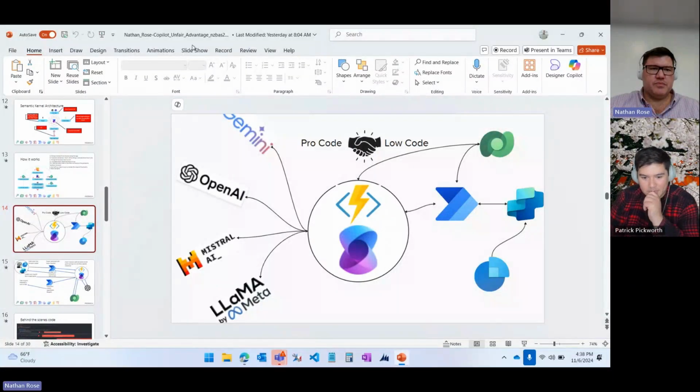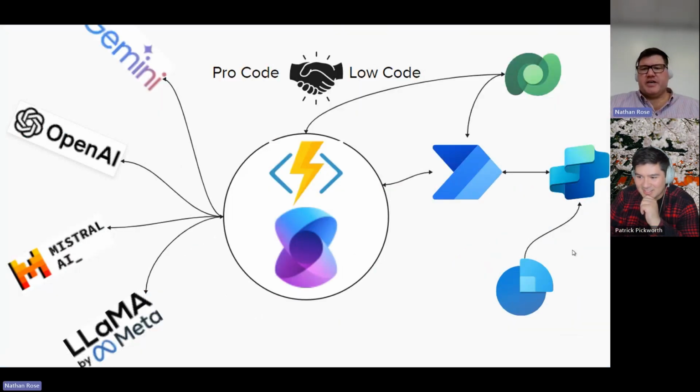Before we do that, I'm just going to quickly share my screen and give you a view of what we're going to show you. Okay, so you can see here we have a badly drawn architectural diagram of the elements in our demo. In the middle, we've got Semantic Kernel, which is bridging that gap between pro code and low code. Patrick used an Azure function with C# to invoke Semantic Kernel.